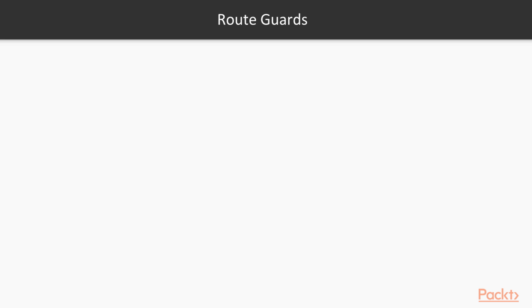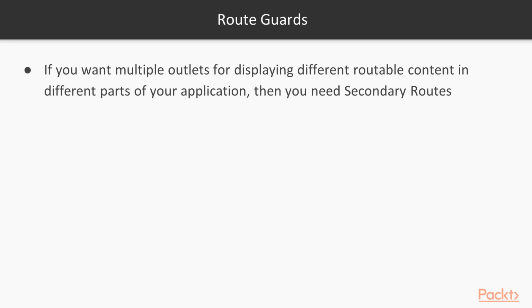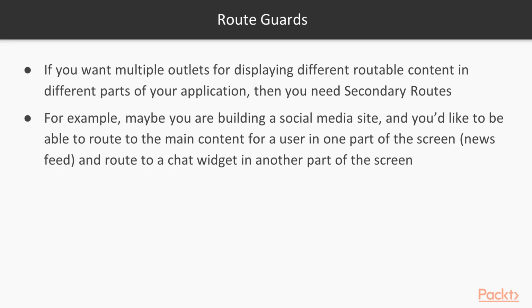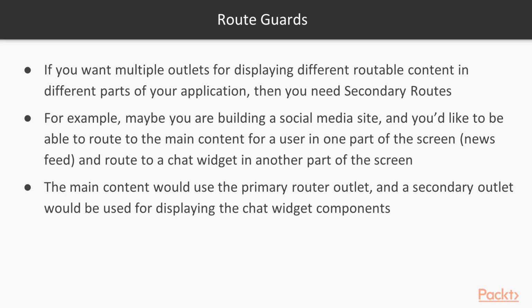Secondary routes mean you can divide your component into multiple router outlets. Let's say you want multiple outlets for displaying different routable content in different parts of your application, then you need secondary routes. Let me show you with the help of an example. Maybe you are building a social media website and you can divide your page or component into multiple routable parts. On the left hand side, let's say you want to display the news feed. On the right hand side, you would like to display the chat box. Then you need two different router outlets.